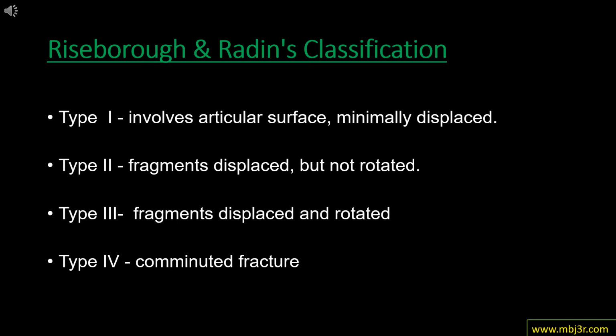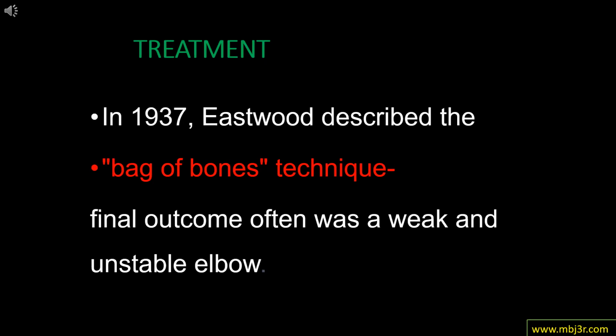There is one more classification, that is the RR classification. Type 1 involves the articular surface, minimally displaced. Type 2, fragments displaced but not rotated. Type 3, fragments displaced and rotated. Type 4, comminuted fracture. Coming to the treatment.